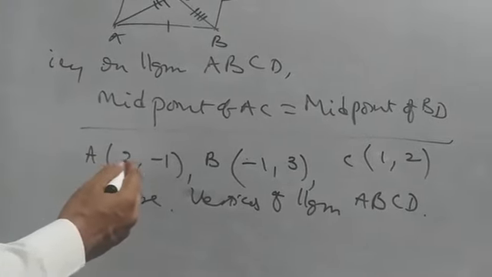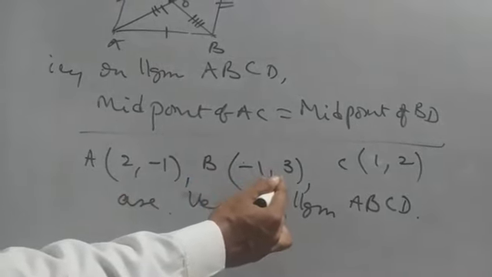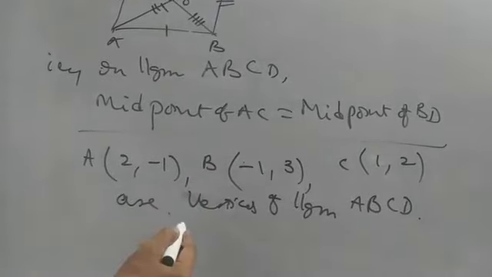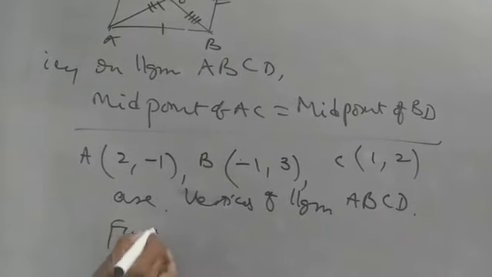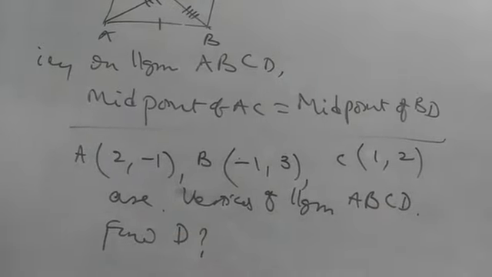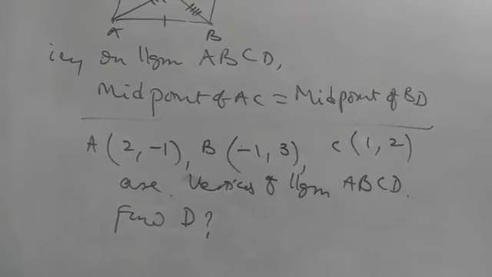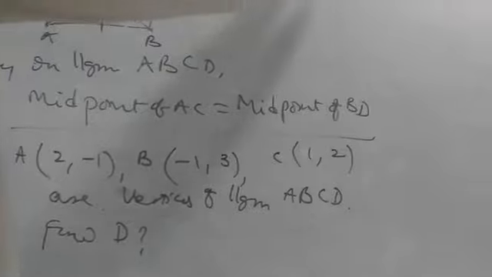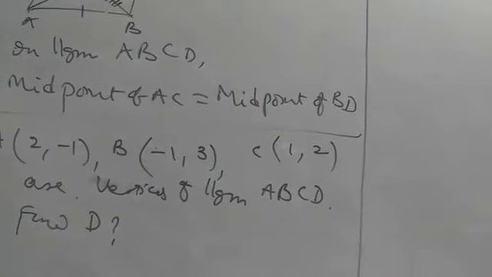For example, A (2, minus 1), B (minus 1, 3) and C (1, 2) are vertices of a parallelogram ABCD. Find D. Here they have given only 3 vertices. Now they are asking to find the 4th vertex. So for this we need to use the midpoint concept.